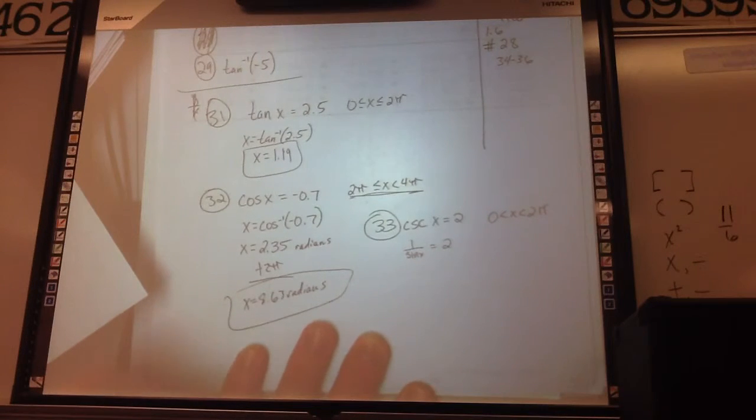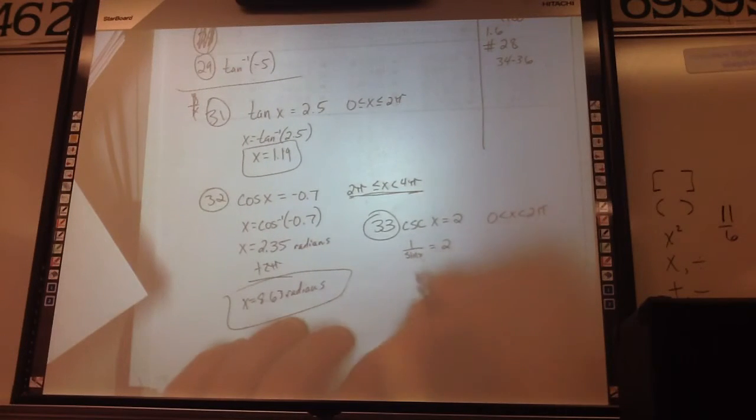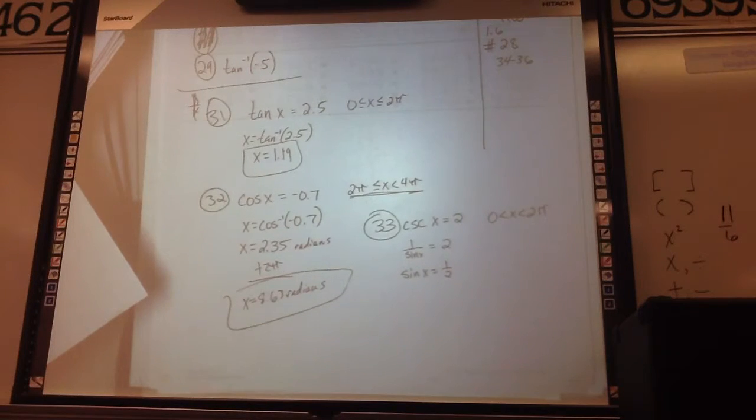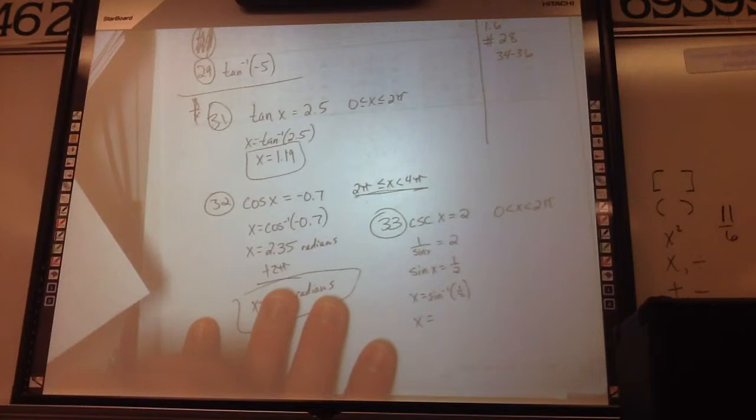So 1 over the sine of x equals 2. So what do you do, sine and then flip it? Multiply by sine. You could do it mathematically legit, or you could just flip both sides. The sine of x will be 1/2. Now you do the inverse sine of 1/2, which you should be able to do in your head, or you will be able to.